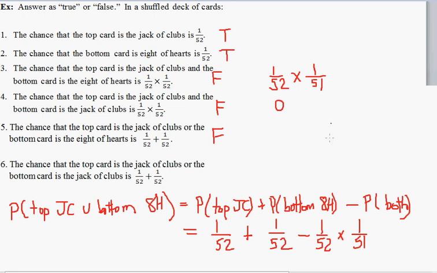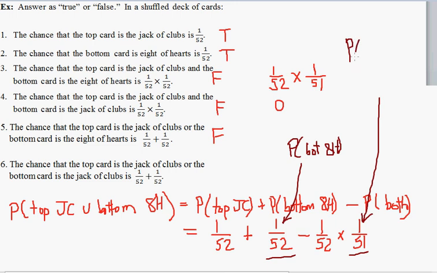Now before moving on, I want to pay attention to this fraction here versus this fraction here. Notice that those two are different. This fraction here is the probability that the bottom is the 8 of Hearts. This fraction is the probability that the bottom is the 8 of Hearts, given that the top is the Jack of Clubs.